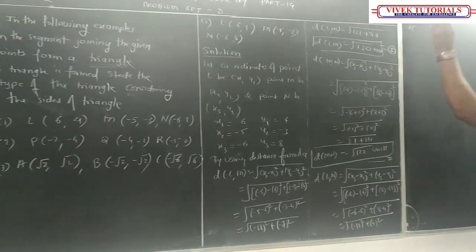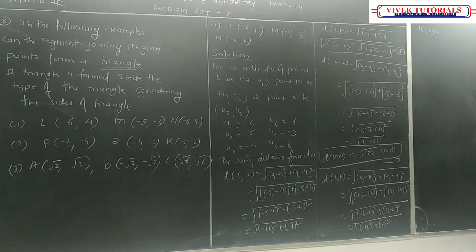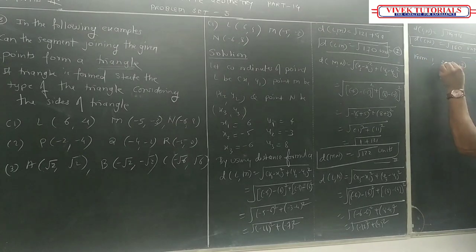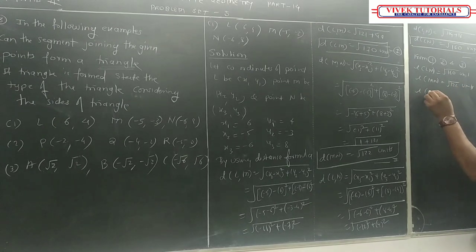So, what you are getting is distance LN is equal to root of 144 plus 16. We are getting 160. So distance LN is equal to root 160 units, that is equation number 3. Got it now? So from 1, 2 and 3, length LM is equal to root 170 units, distance MN is equal to root 122 units, and length LN is equal to root 160 units.